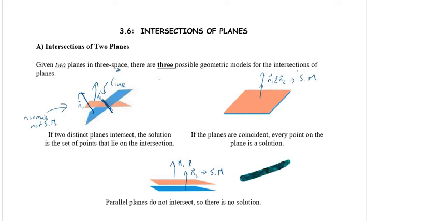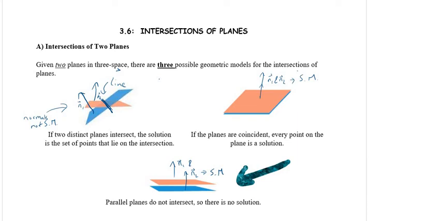And option 3 is where we have parallel planes that do not intersect. We can call them parallel and distinct just to differentiate from the coincident option, which is also technically parallel. So when we have that option, usually I'm going to refer to it as parallel and distinct.